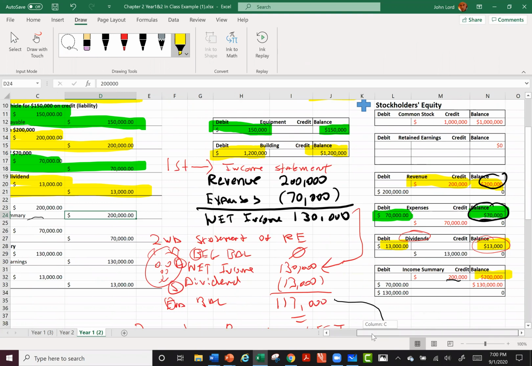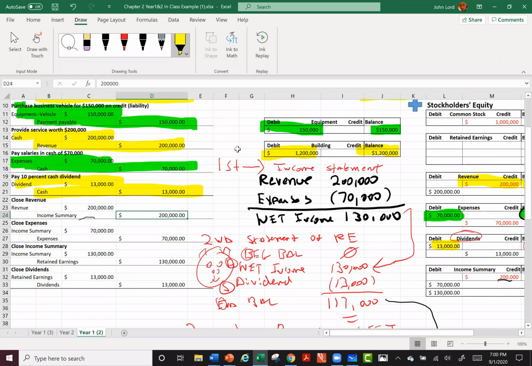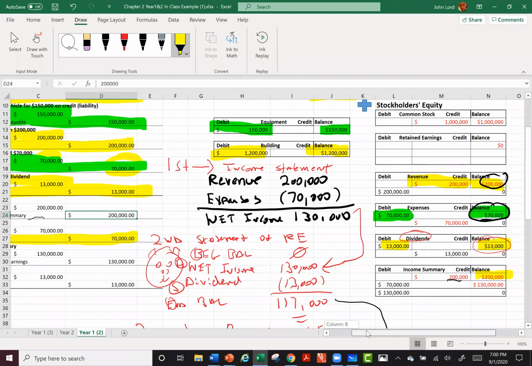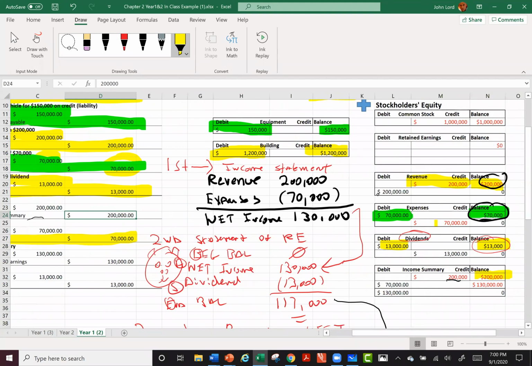Now I want to close my expenses. I need to close my revenue, expenses, and my dividends, turning them back to zero. So I go ahead and do what? Up here I had debited my expense. To close it, I'm going to credit it. When I credit the expense, I credit it for 70,000. Is that what I wanted? I wanted it back to zero, didn't I? So now my expenses are zero, my revenues are zero.